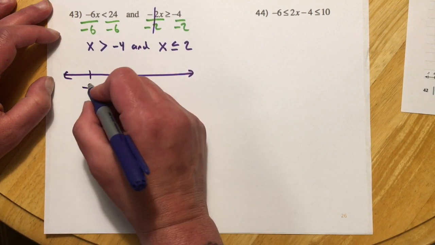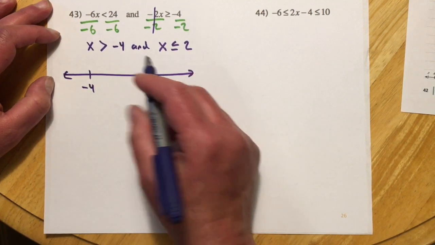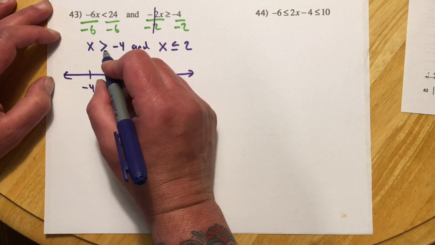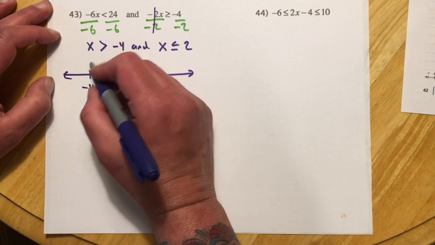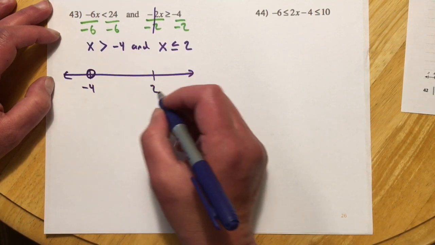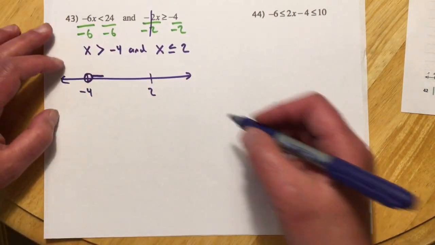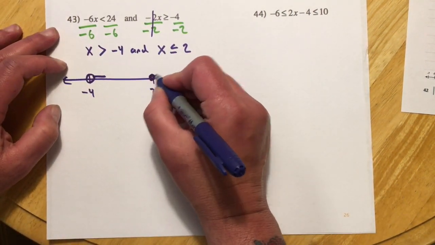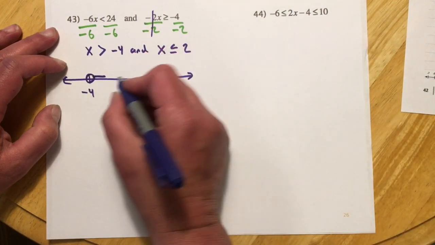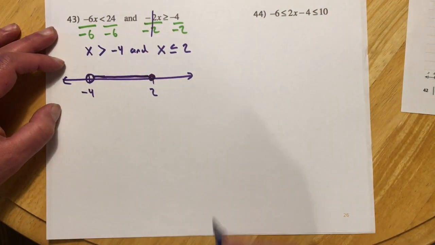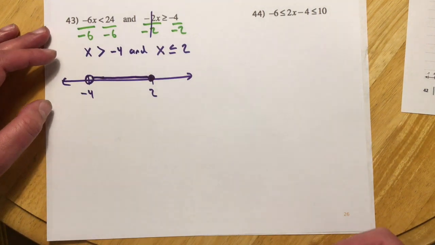So here we're going to throw our negative 4 and our 2. So the x's are greater than negative 4, no equals, so we want to use an open dot, and that would be going that way. X is less than or equal to positive 2, so that would be a solid dot, going that way. So you can see it's that region right in between those.